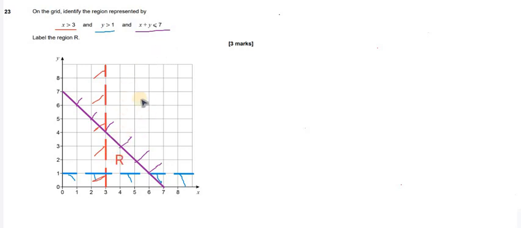So, from that, we know that's the region. So, we shaded that off, we shaded the bottom off, and we shaded that area off. So that triangle there is the region R.